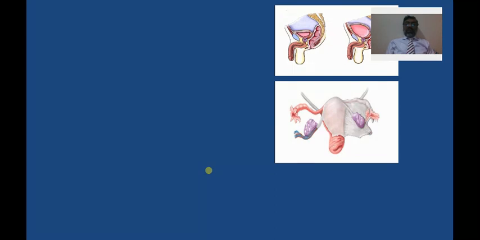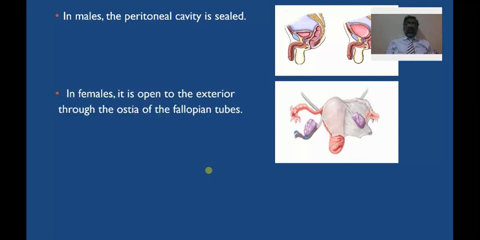There are some unique features of this peritoneal cavity. For example, in males, the peritoneal cavity is sealed, meaning that it is closed all around, while in females, it is open to the exterior through the ostia of the fallopian tubes, from which it gets connection to uterus, then through cervix, then through vagina. It is communicating to the external atmosphere.